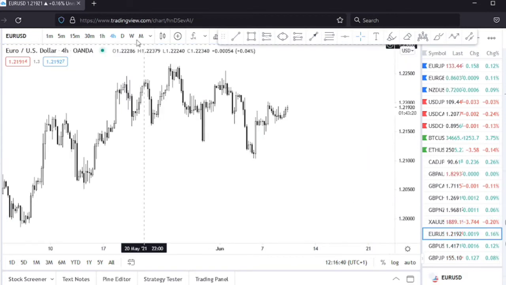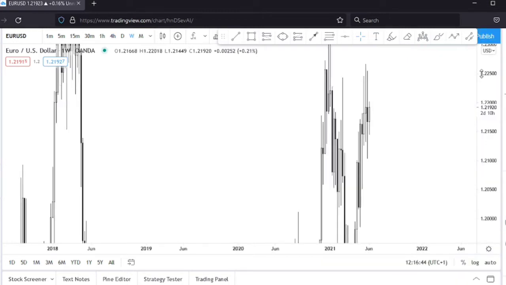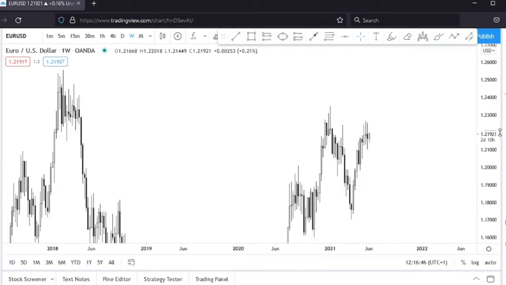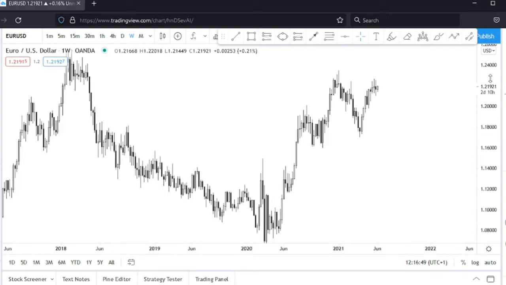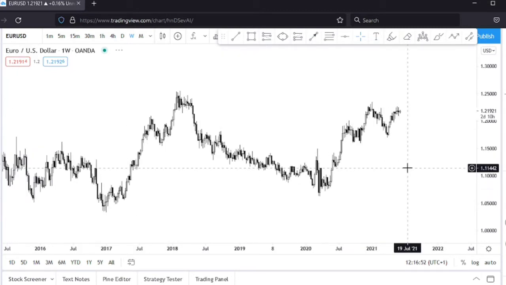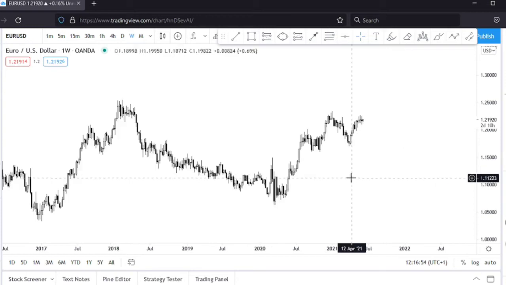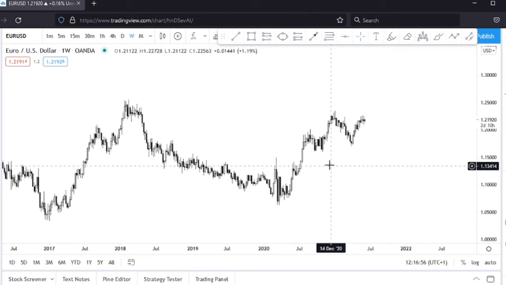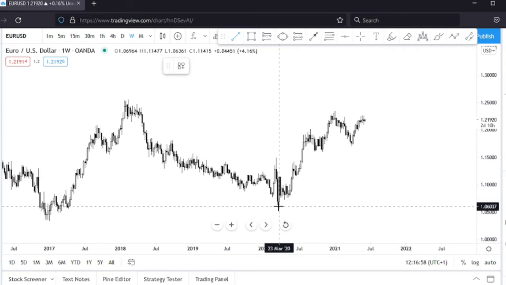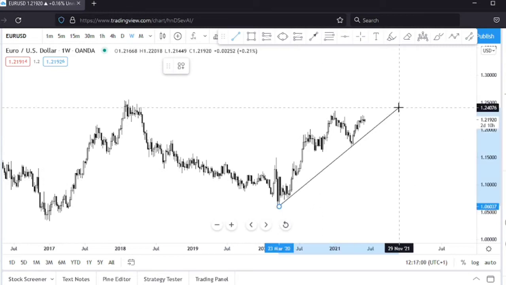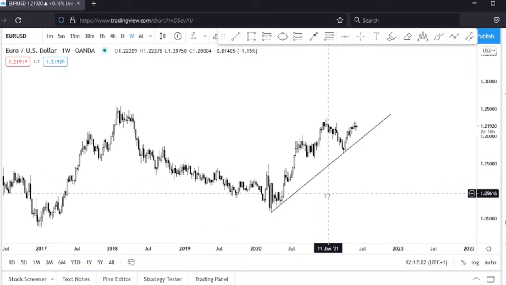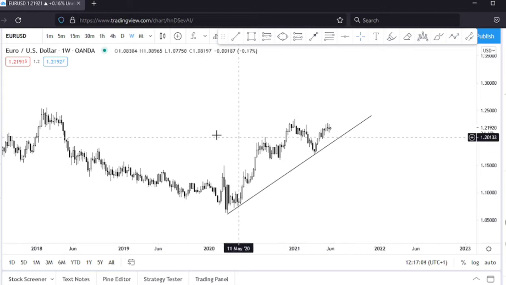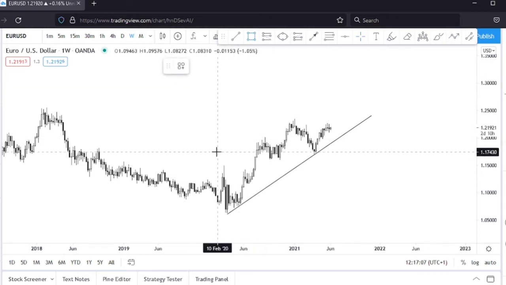Just like we did for gold, we'll start with our top down analysis. As we can see from the weekly time frame, price is generally in an uptrend, so we can just connect our trend line over here. Fantastic. We can spot some support and resistance areas as well over here.